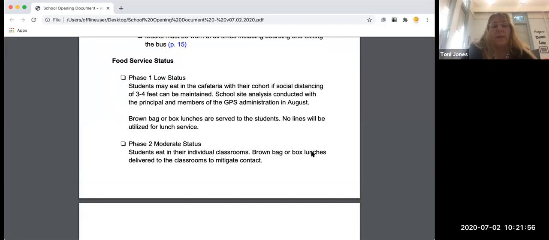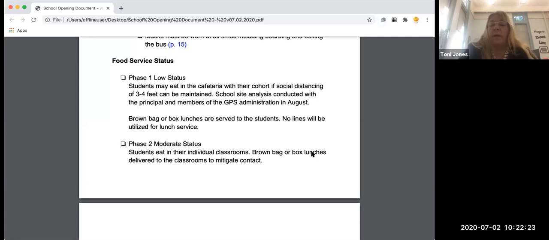So phase 1 is a low status, which does mean that students may eat in the cafeteria with their cohort if social distancing of 3 to 4 feet can be maintained. And this is really a school site analysis, which will be done in August with our admin team. We need to take a good look at the cafeteria. If the cohort size is 50, obviously that's a little bit easier to social distance in most of our cafeterias. We would probably be okay.